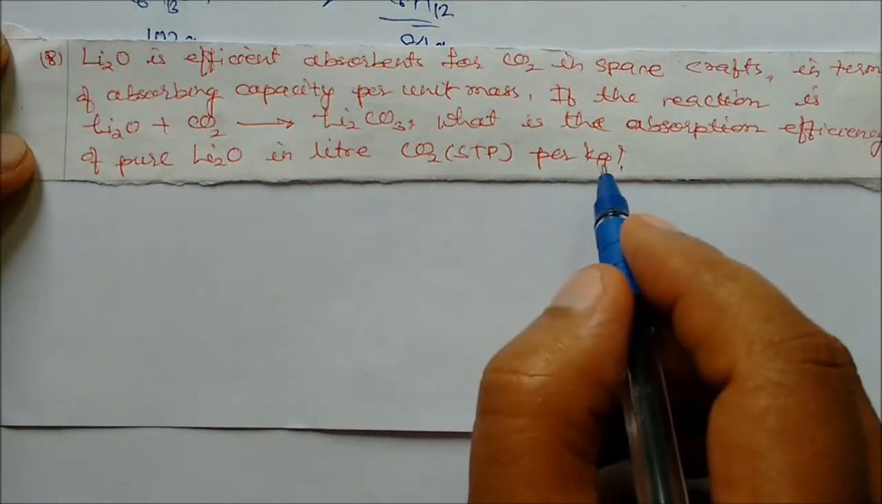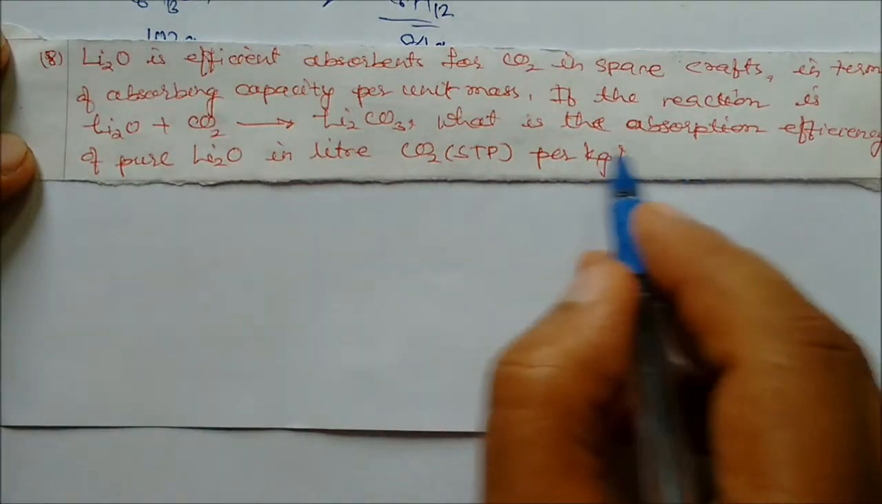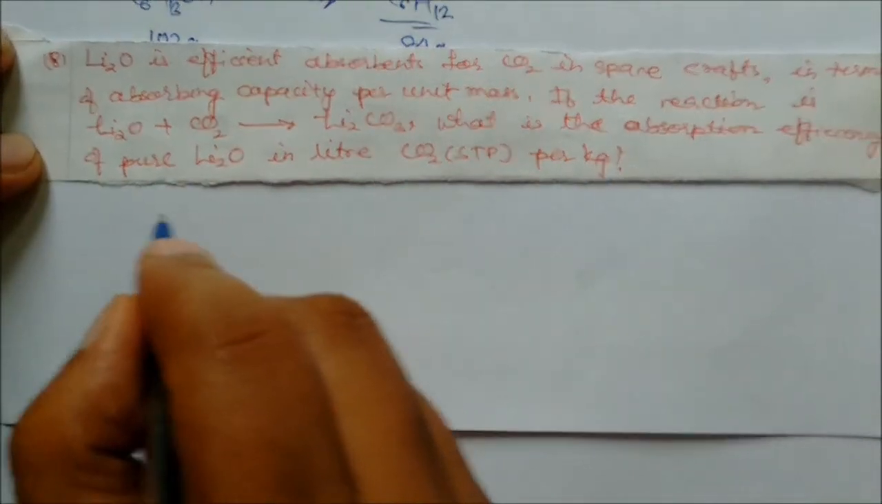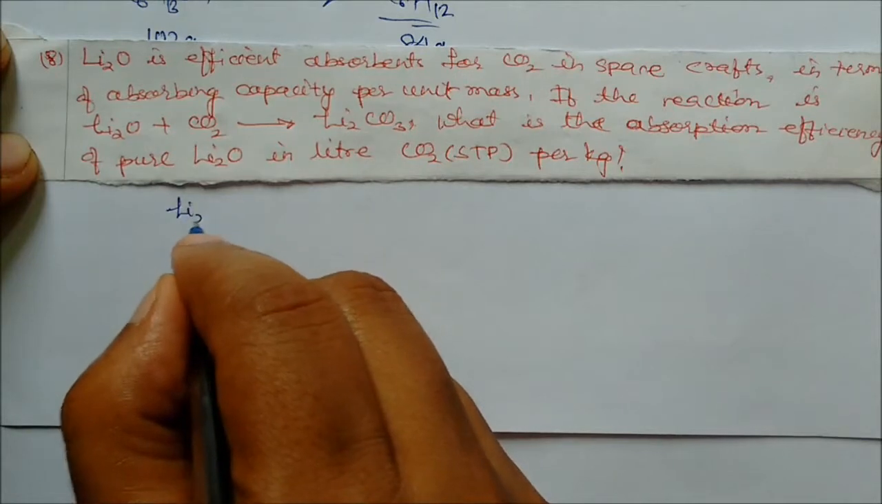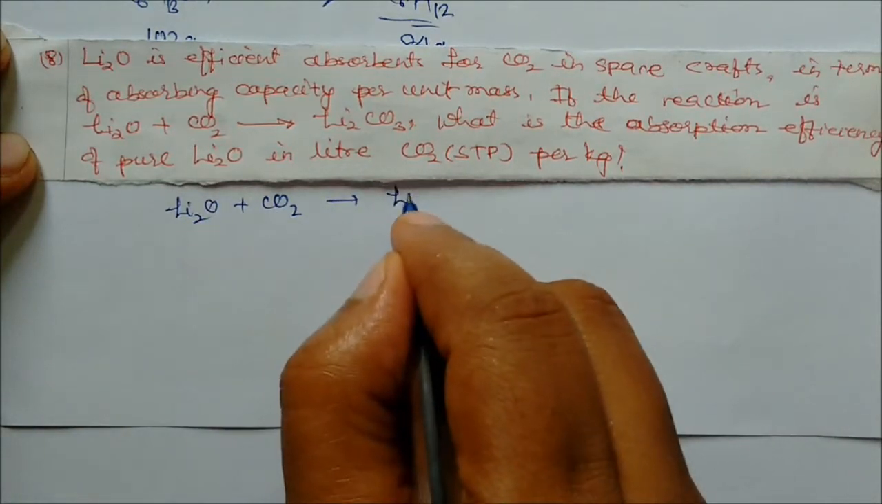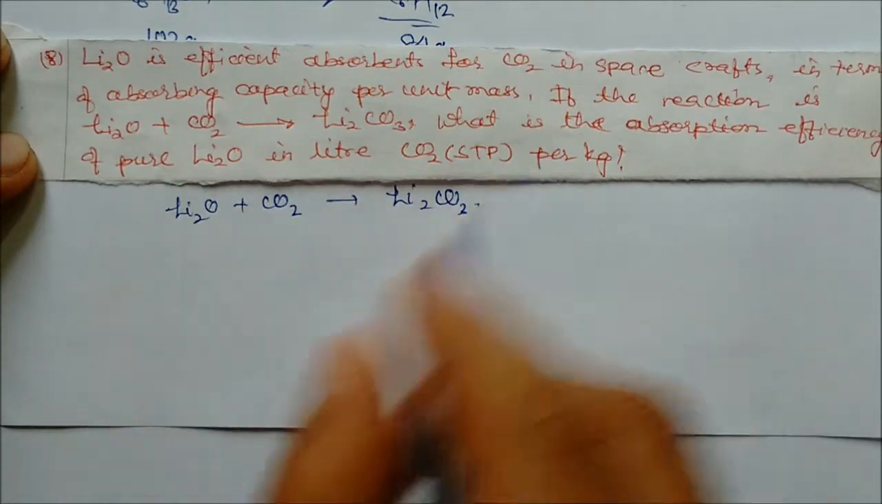That is at STP per kg. So we have to find out the absorption efficiency in liters per kg. So we have to write the equation: lithium oxide plus CO2 will give you lithium carbonate. This is the reaction given.